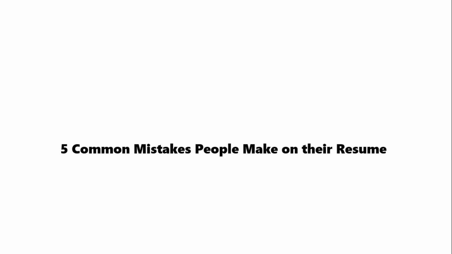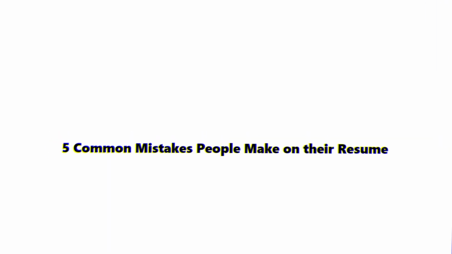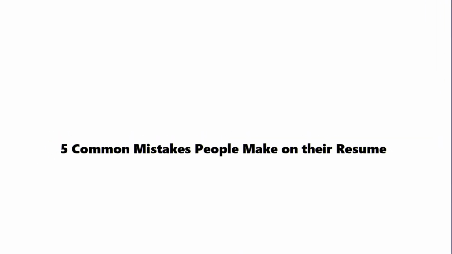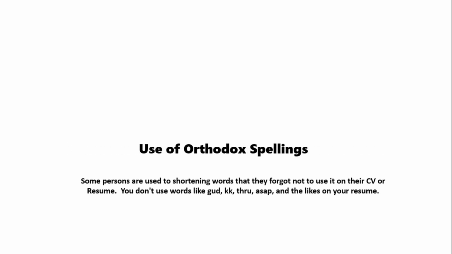It's Emasis. Today's video we shall be looking at the top 5 common mistakes people make on their resume or CV. These are mistakes you make or accidental mistakes you make. Sometimes you do them willingly, sometimes you don't know. So one of the first mistakes is using unorthodox spellings. When I say unorthodox spelling, it is shortening of words, like you tend to shorten your words.